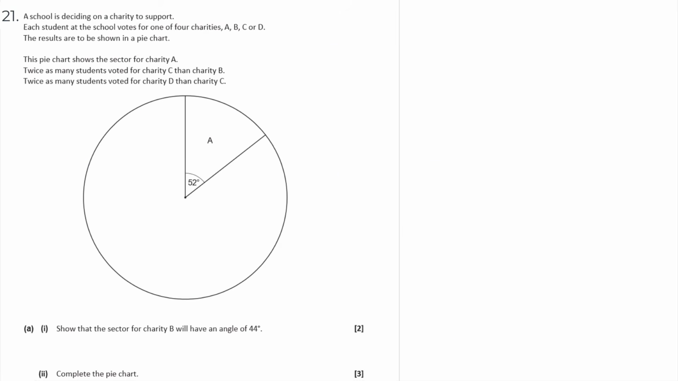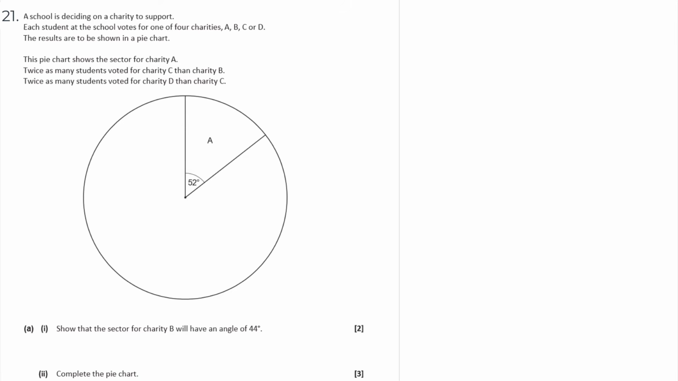A school is deciding on a charity to support. Each student at the school votes for one of 4 charities, A, B, C, or D. The results are to be shown in a pie chart. This pie chart shows the sector for charity A. Twice as many students voted for charity C than for charity B, and twice as many students voted for charity D than for charity C. Show that the sector for charity B will have an angle of 44 degrees.